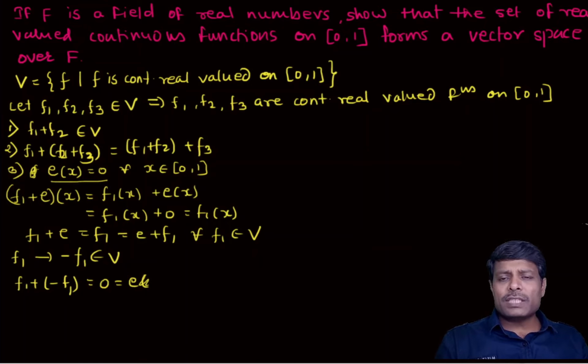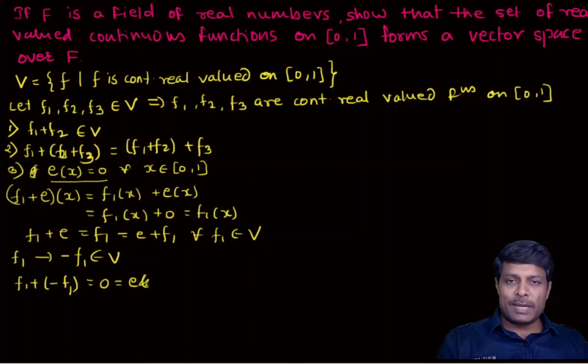And lastly, you can clearly say that the commutative law always holds for the summation of continuous functions. Therefore, here also the commutative law holds with respect to addition, and due to these 5 conditions, this V will become an abelian group with respect to addition.